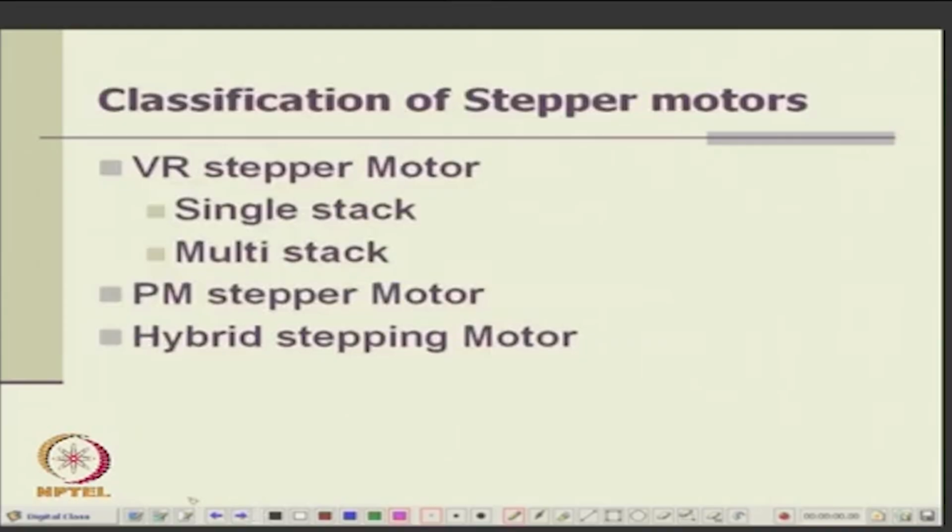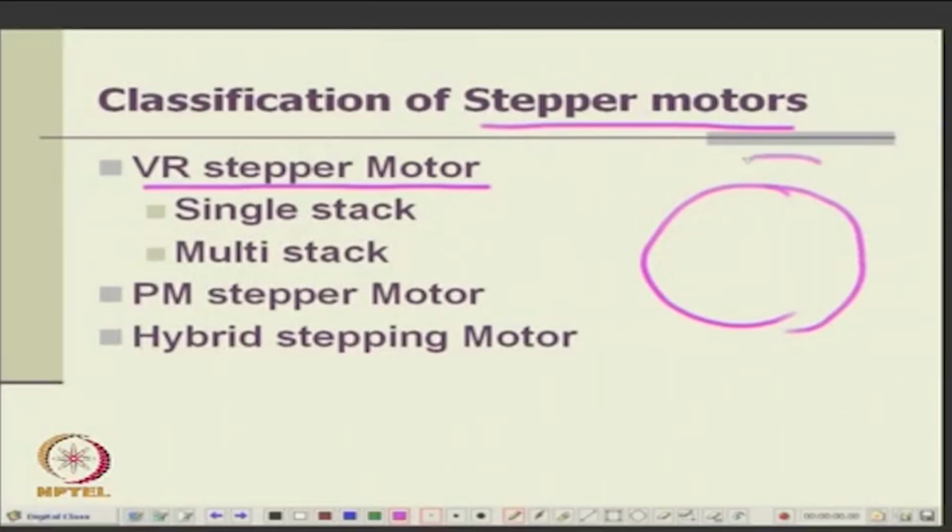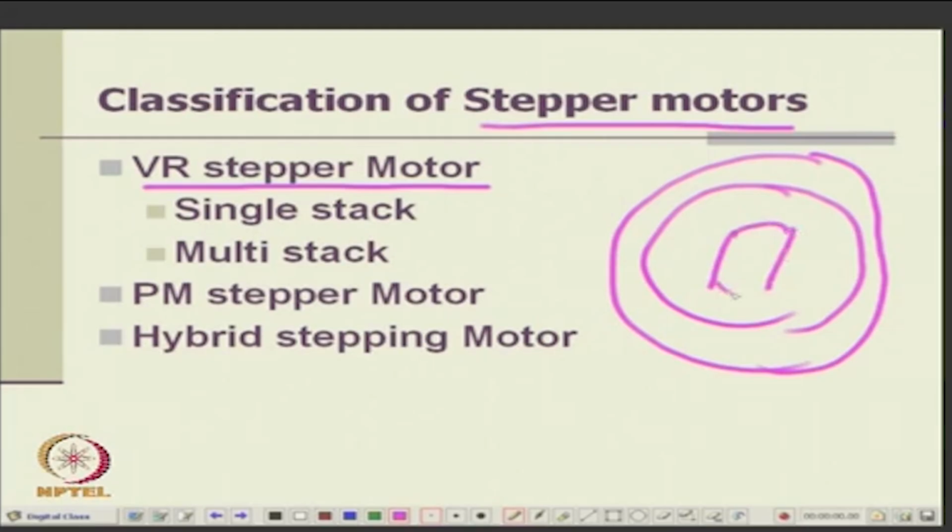Now, what are the types of stepper motors? We will name them. These are some definitions. One type is called a variable reluctance stepper motor. Variable reluctance means in the stator you have the windings and in the rotor you have a variable reluctance. Okay. We will see what is known as single stack and multi stack.